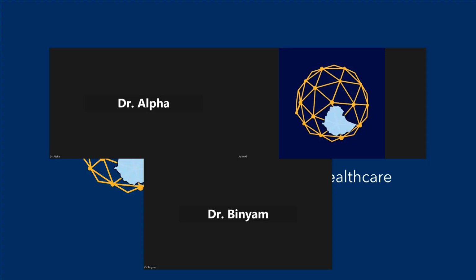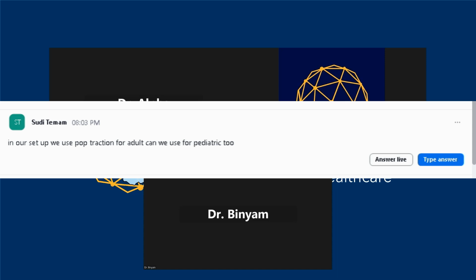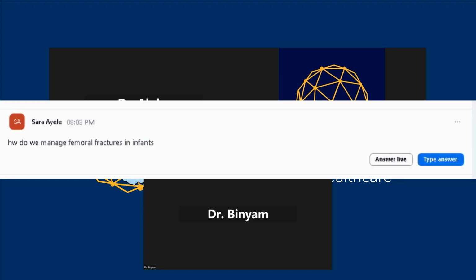Okay, so in our setup, we use POP traction for adults. Can we use it for pediatrics too? Yeah, we have used POP traction for the pediatric age groups, but not for the really young ones, only for children above 10. The problem is we can use more weights with a POP traction, and that can slough their skin. So it's a balancing act, because POP traction is a local invention. It's not a standardized way of applying traction. We use it as a replacement for skeletal traction in adults. In children, we've used it a couple of times, but in older children, above 10 years old, and of course maintaining the weight limit.